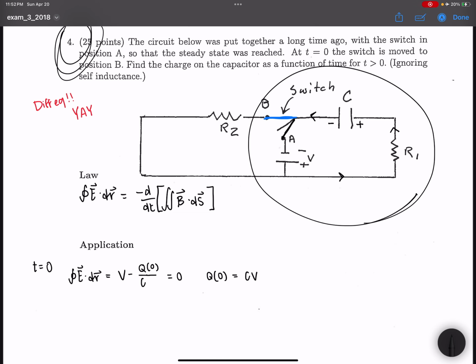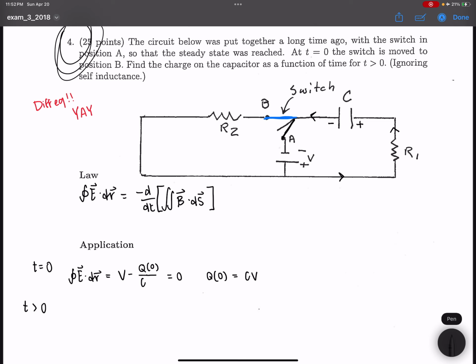But as soon as t is greater than 0, now we need to get involved with time greater than 0. At time t equals 0, the switch is flipped to B, which means the battery no longer has anything going on. That goes away. You can just scribble it out, because it's not closed.